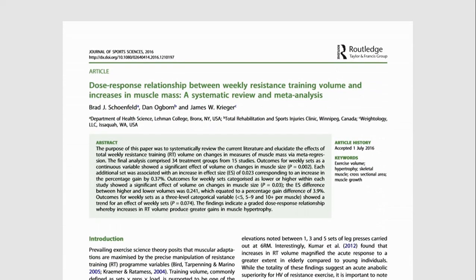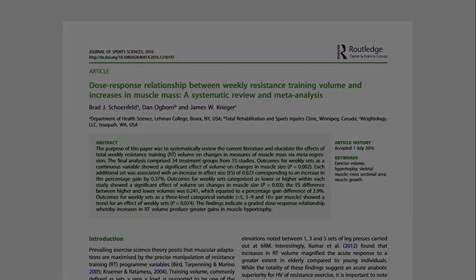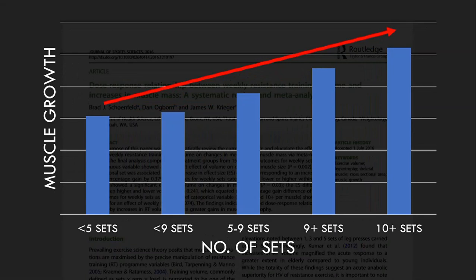As mentioned in the previous study, higher volumes directly cause greater hypertrophy. However, this result has also been verified more reliably in this meta-analysis. It was found that a dose-response relationship was found between weekly volume and hypertrophy. In other words, the more sets performed per muscle group per week, the more muscle they grew.